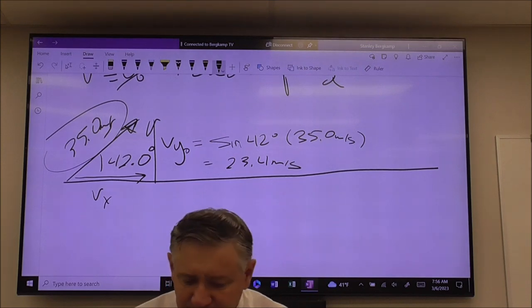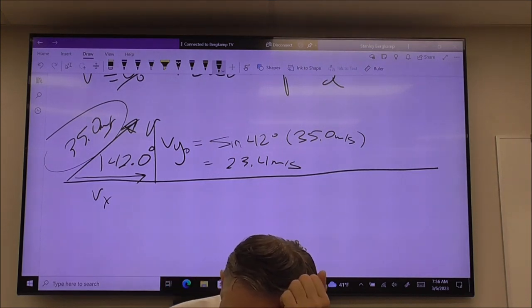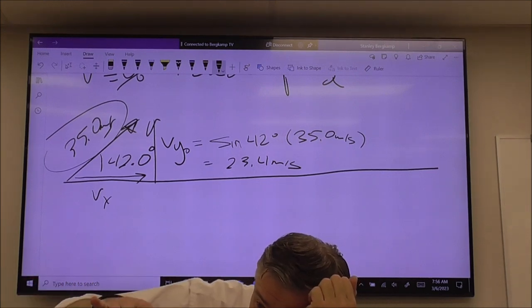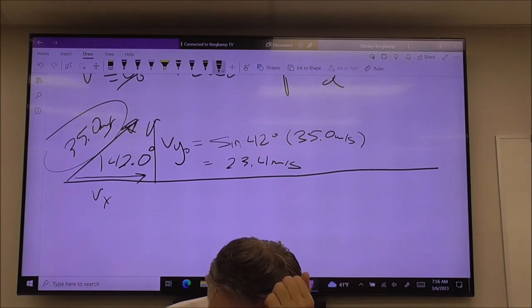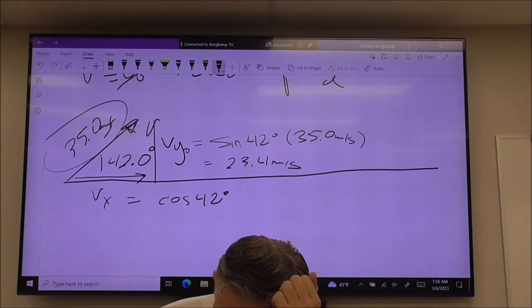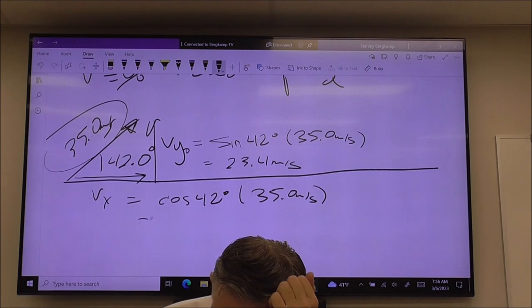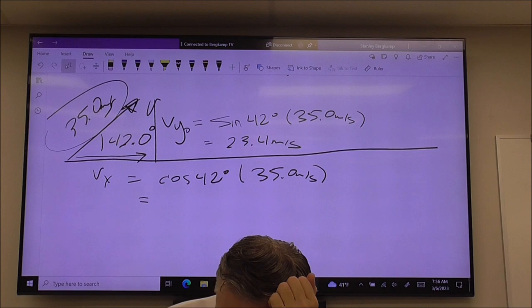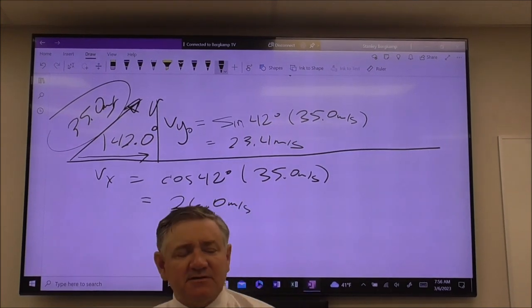a pre-calc class. Okay? So, MLN, if I use sine to get VY, what am I going to use to get VX? Cosine. Beautiful. So my VX is going to be the cosine of 42 degrees times 35 meters per second. So Carson, run those numbers, please. 26.0. Okay, now, here's the deal.